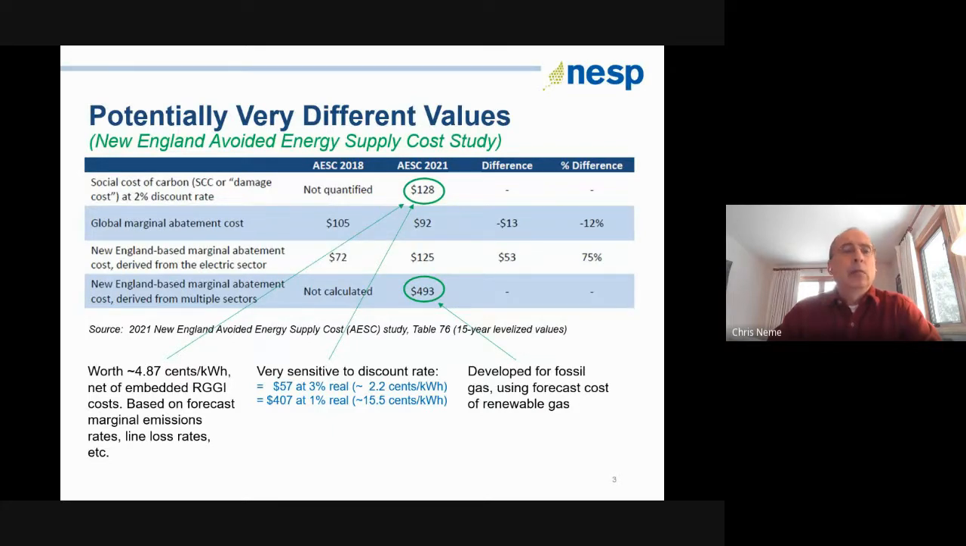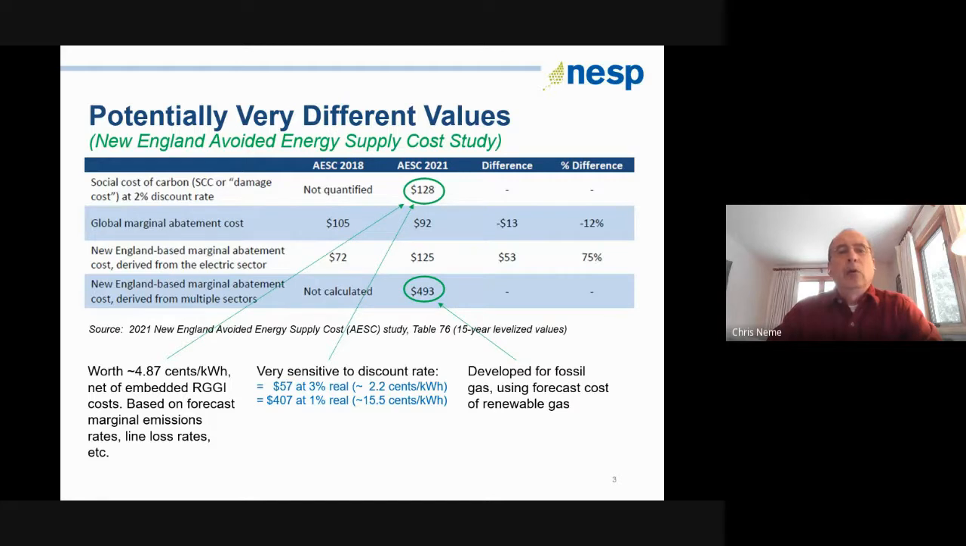And given New England's electricity generation profile and loss rates and other factors, that $128 is worth a little less than 5 cents a kilowatt hour. And you can see at a 3% real discount rate, it would be more like 2 cents. And at a 1% real discount rate, it'd be more like 15 or 16 cents.